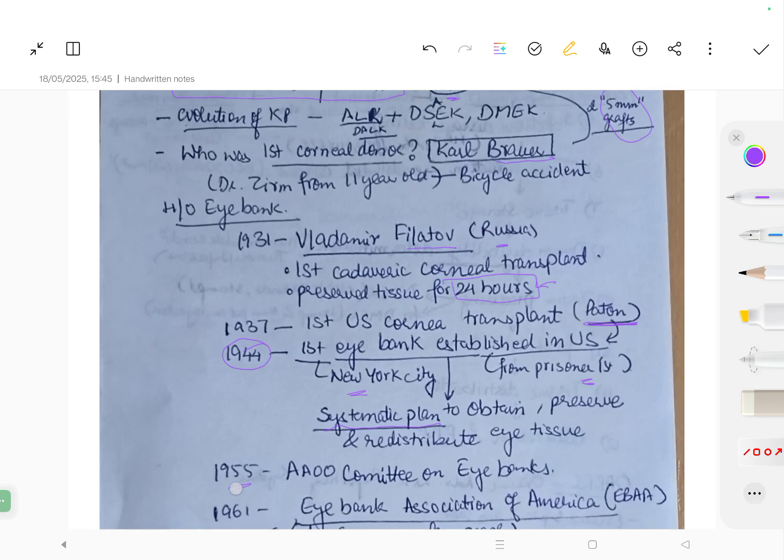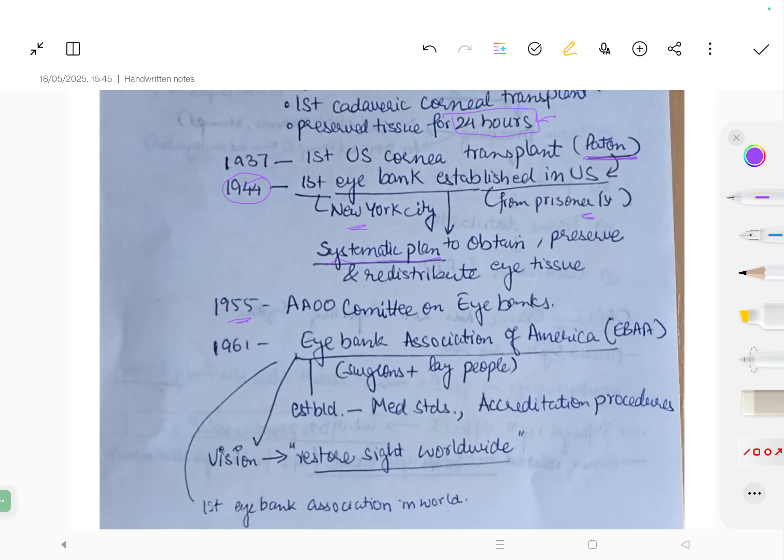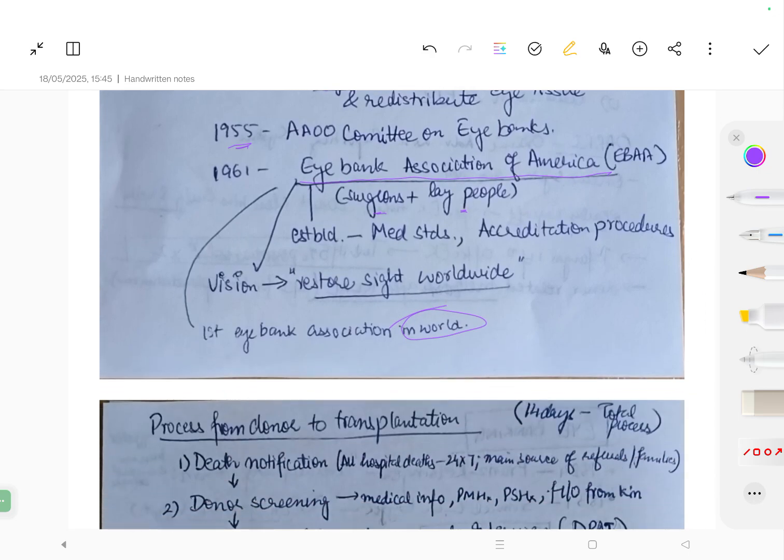In 1955, the American Academy of Ophthalmology and Otolaryngology Committee was established on eye banks. And in 1961, the first eye bank association in the world came, named EBAA, the Eye Bank Association of America, which consisted of surgeons as well as lay people. This association established the medical standards and accreditation procedures for eye banks.